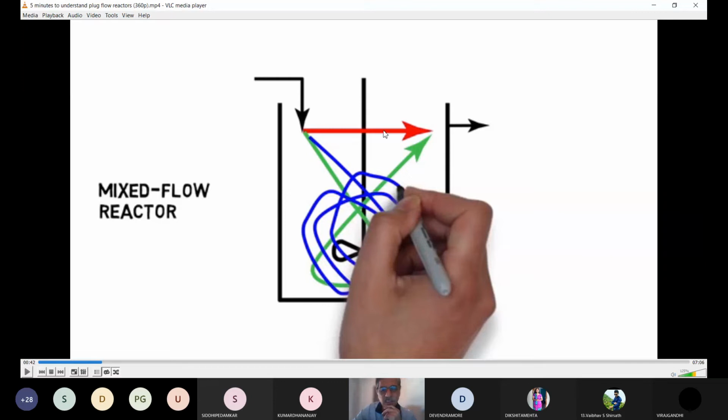When we talk about an ideal reactor, we assume कि every molecule spends the same amount of time in the reactor. Okay? समझ में आ रहा है? Difference between ideal and non-ideal.